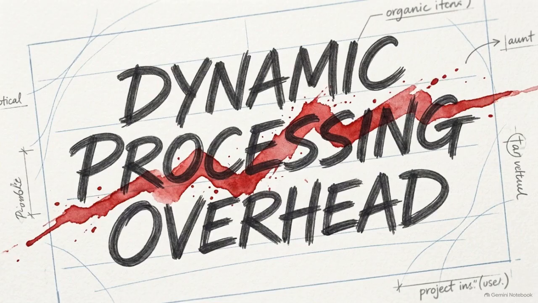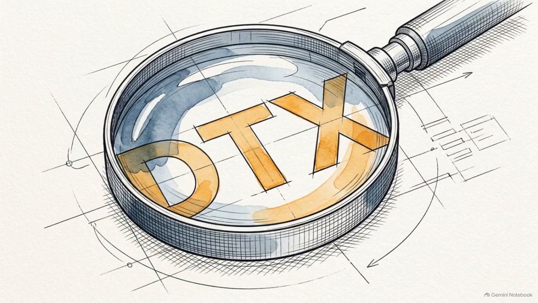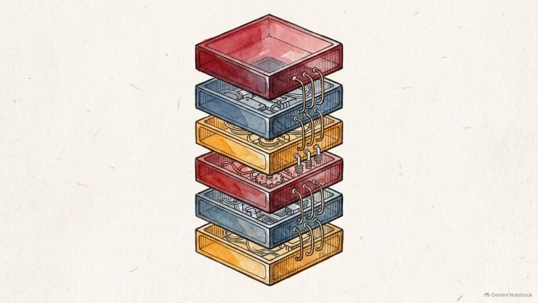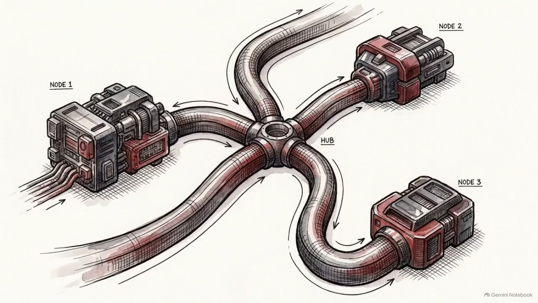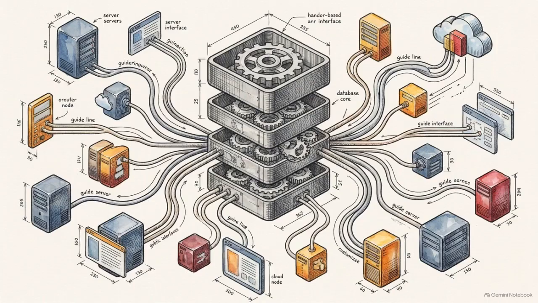It achieves this without the overhead of runtime reflection. Instead, DTX uses a deterministic, precompiled pipeline driven by XML and Java configurations. To understand the mechanism, we must map the data definition files, analyze the 6-tier compiler, and trace the routing queues. By separating business logic from database topology, DTX provides the architectural flexibility to customize retail environments without breaking the base application code.